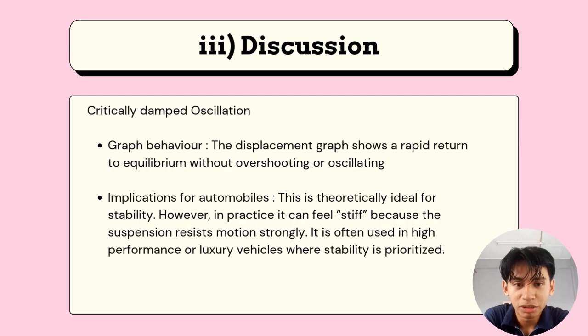Discussion: critically damped oscillation. Graph behavior: the displacement graph shows a rapid return to equilibrium without overshooting or oscillating. Implication for automobiles: this is theoretically ideal for stability. However, in practice, it can feel stiff because the suspension resists motion strongly. It is often used in high-performance or luxury vehicles where stability is prioritized.